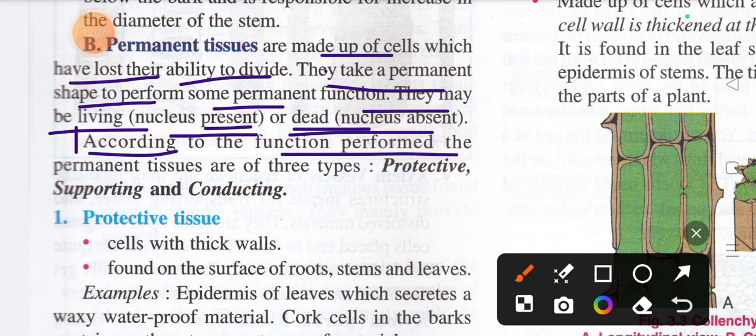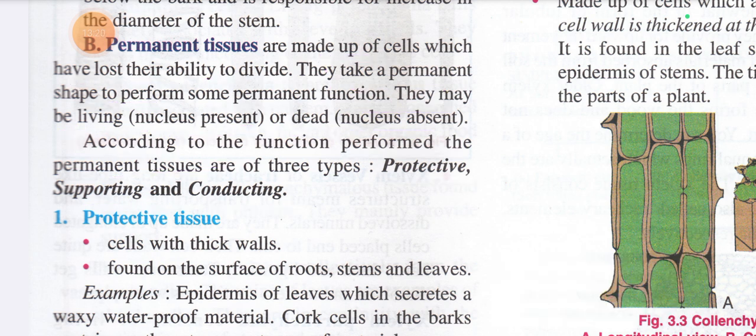According to the function performed, permanent tissue is of three types: protective, supporting, and conducting. In protective tissue we have two types: epidermis, and one more.